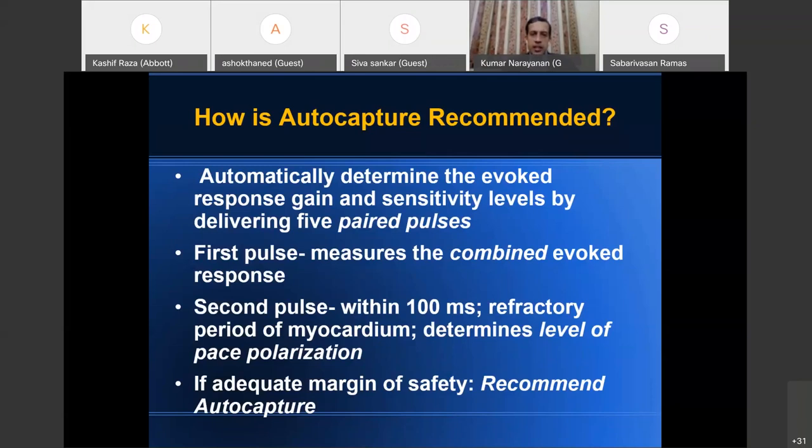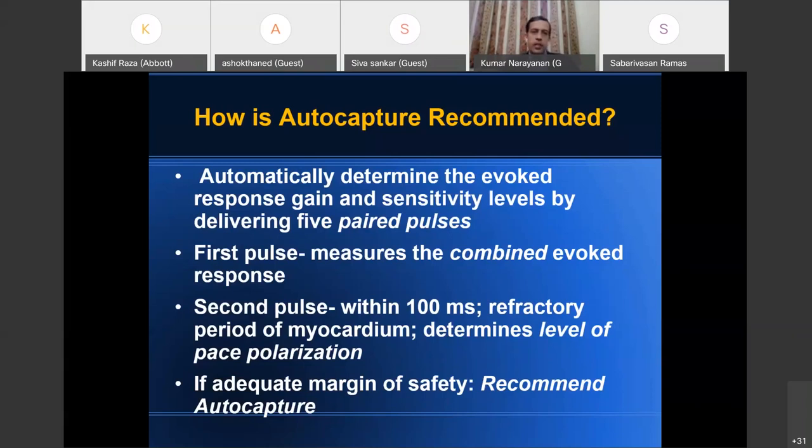So then the device is able to compare the response of the first pulse, where you have the combined response, versus the second pulse, which is a pure pace polarization, and then see if it has an adequate sensitivity to make out a difference between the two. So if it achieves this adequate margin of safety, then it recommends auto capture.